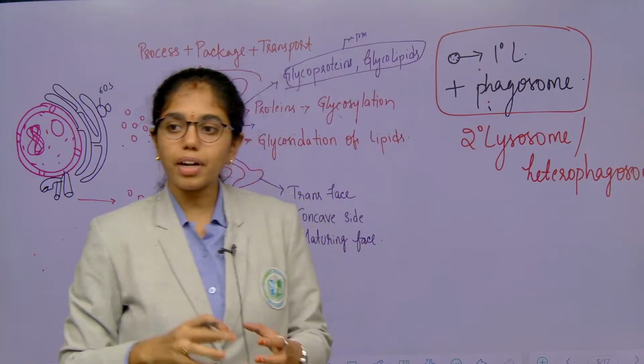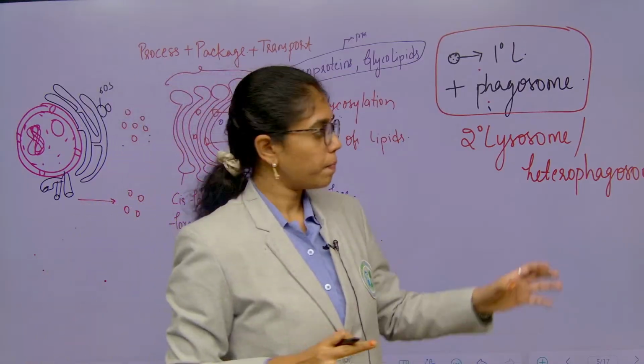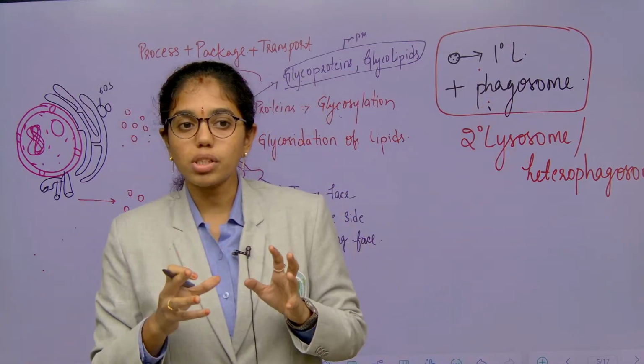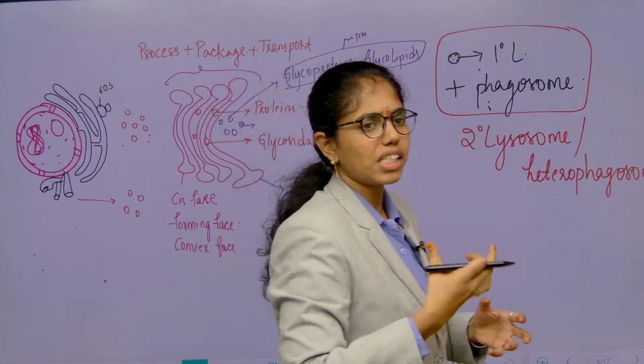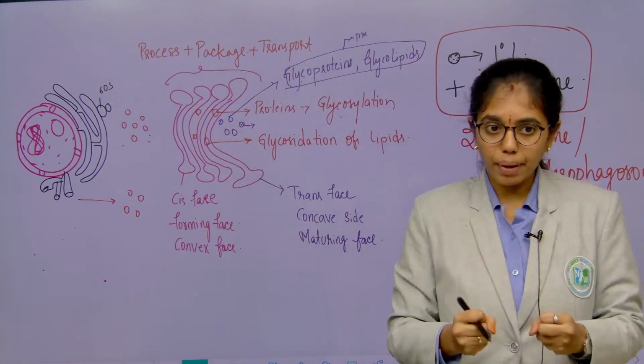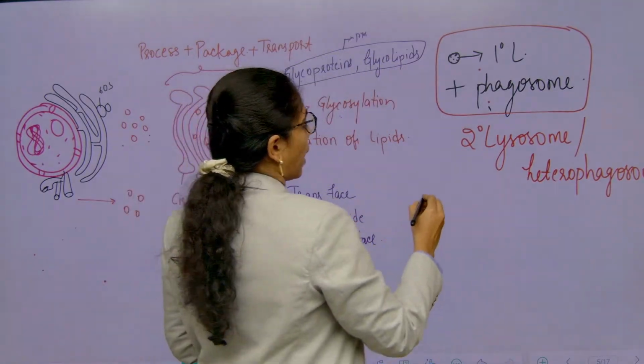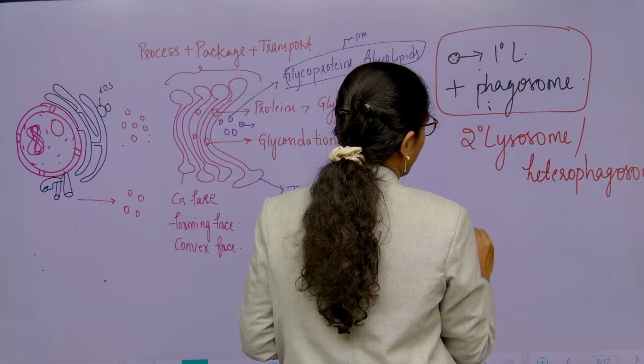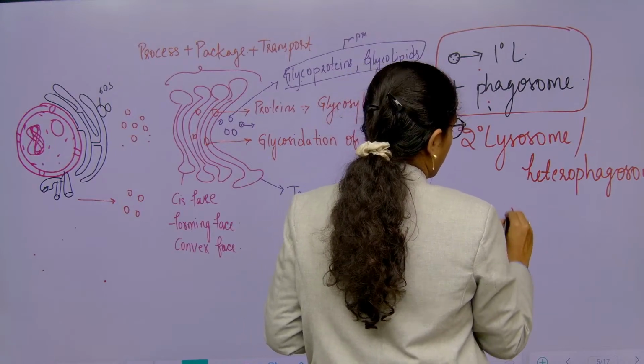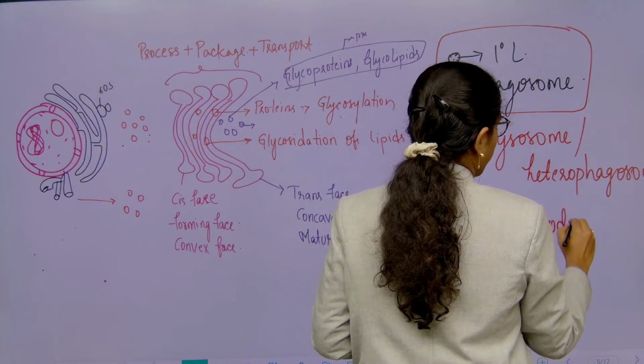Now, after digestion into the cytoplasm, this will be releasing out some particles, the undigested particles that remain inside the cytoplasm after digestion. Those undigested particles are known as what? Residual bodies. Residual bodies.